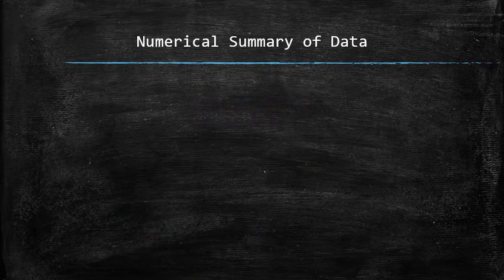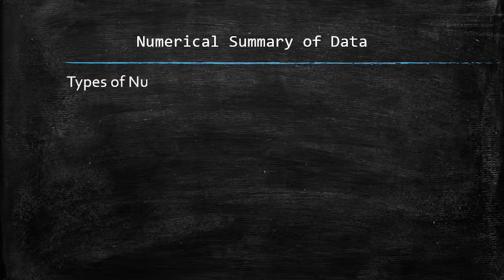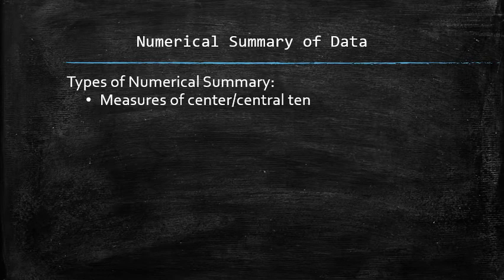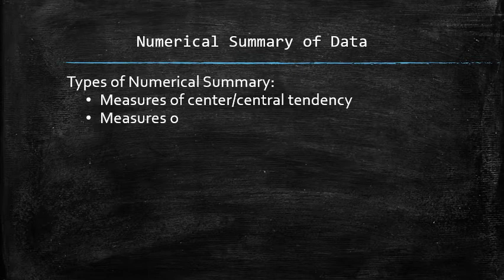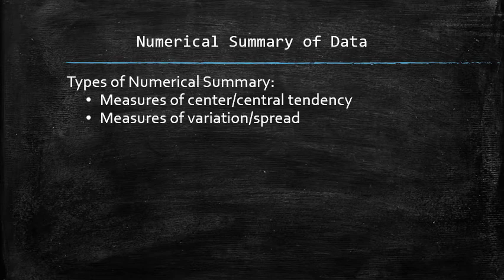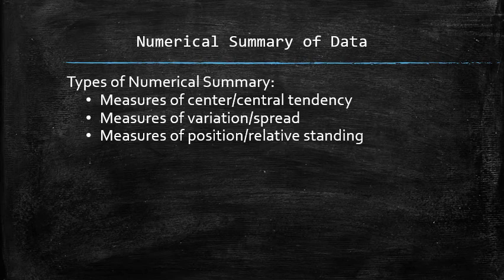There are three types of numerical measures that we will cover in this course. The measures of center or central tendency describe what is considered the most typical observation in the dataset. The measures of variation or spread describe how much data varies from the center. And finally, the measures of position or relative standing describe the position of each individual observation among the entire dataset.